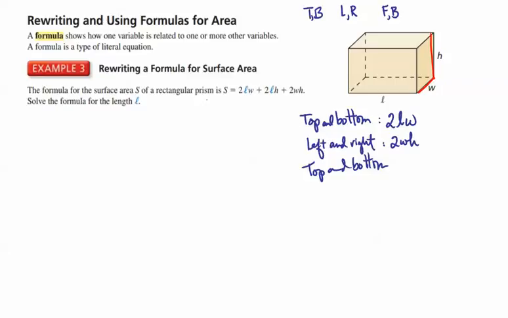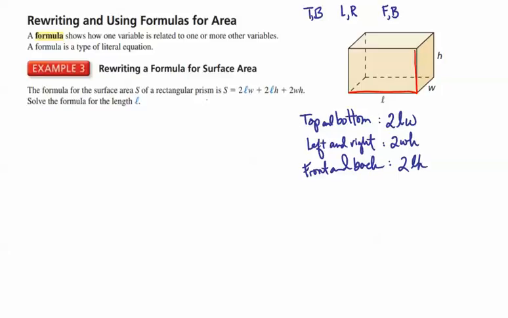And finally, we did top and bottom already. So instead of top and bottom, again, we have front and back. And with the front and back, we have a height and we have a length. And so for 2 of them, we'd have 2 times LH.